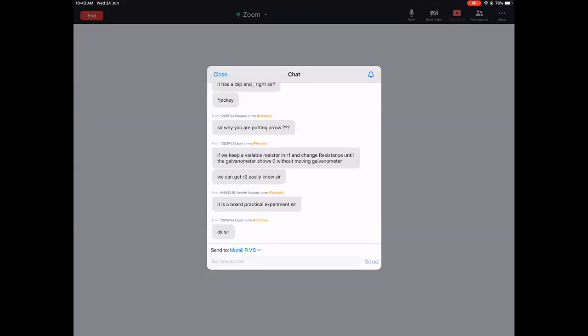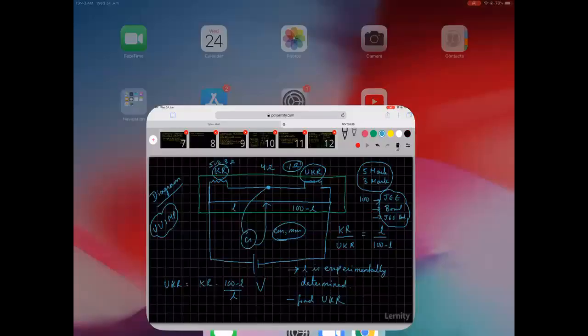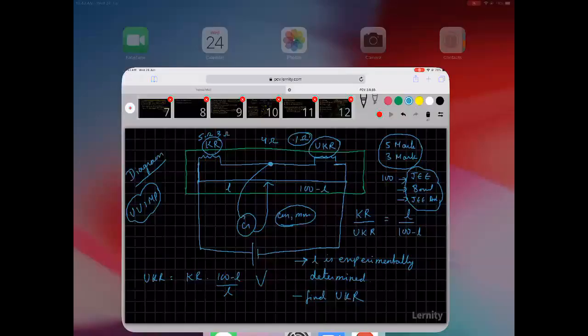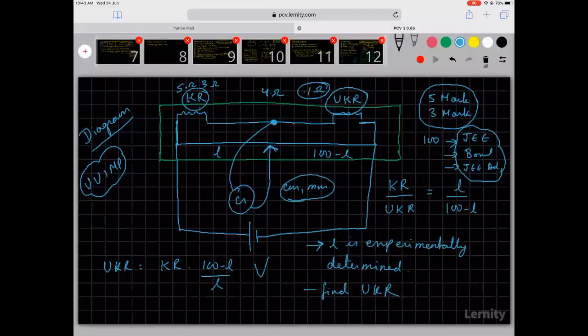Why are you putting the arrow? That is the symbol for the jockey, because I can't draw it. A jockey actually looks like a pencil, but not pointed; it looks more like a screwdriver with a blunt end, so that you can easily slide it. This is how a resistor is represented, this is how a battery is represented, and the same way a jockey is represented by an arrow, so that you can slide the position.